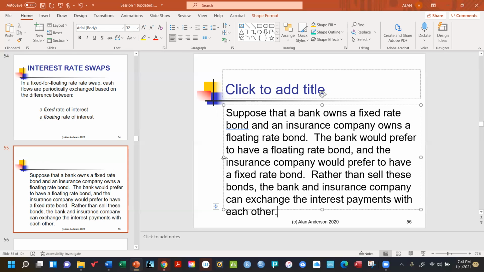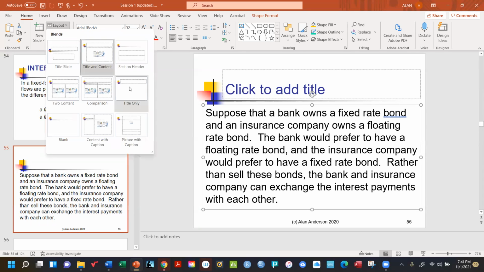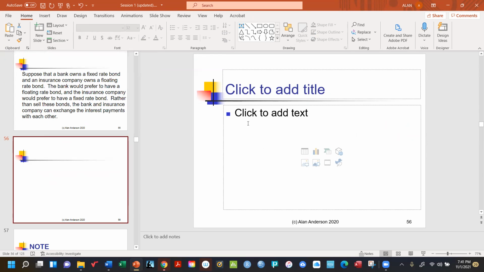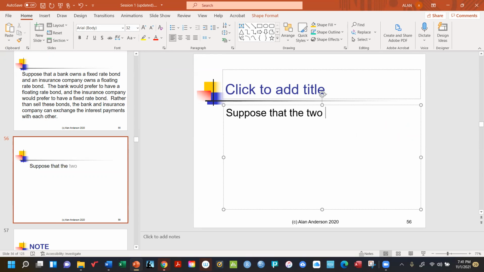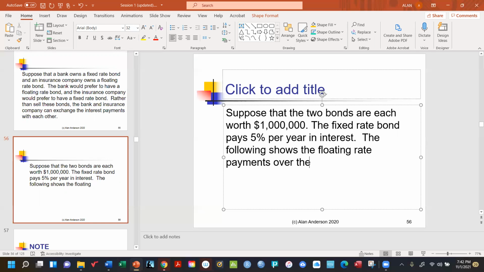So now in practice, they don't actually trade the interest payments, they actually trade the difference between them. And because the insurance company has a floating rate bond, sometimes the insurance company will have to pay money to the bank, and sometimes the bank will have to pay money to the insurance company. So let me just add that to my example. Suppose, let's just put some hard numbers on this. Suppose that the two bonds are each worth $1 million. The fixed rate bond pays 5% per year in interest. The following shows the floating rate payments over the next 5 years.